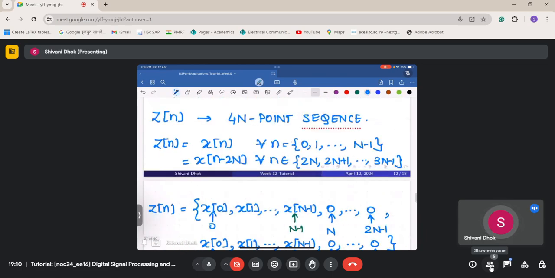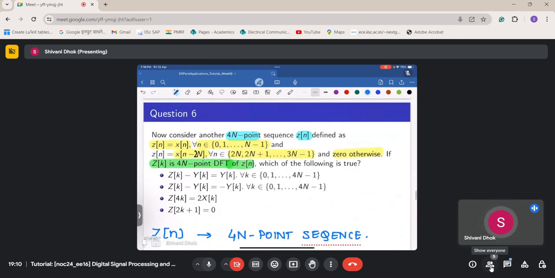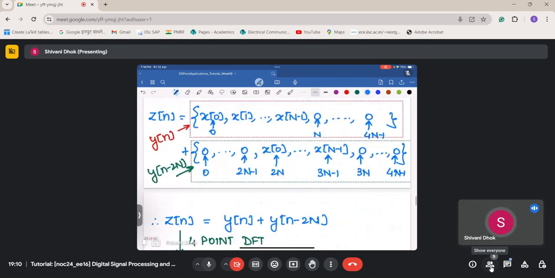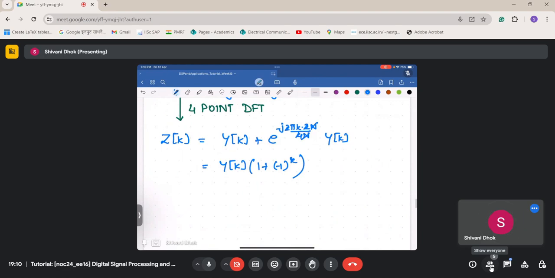Now nowhere do these options, z of k minus y of k equal to y of k, or z of k minus y of k equal to minus y of k, come into the picture. So now let us look at the third option that we are having. Let's substitute, let us find out z of 4k. So z of 4k will be equal to y of 4k into 1 plus minus 1 to the power 4, which is equal to 2 times y of 4k.